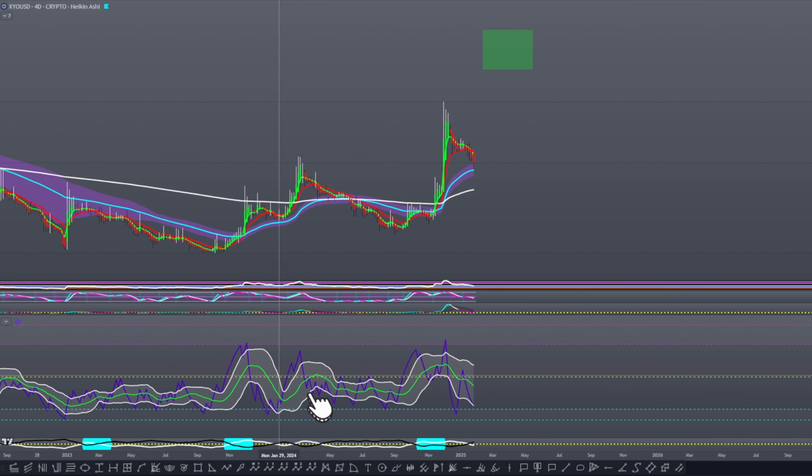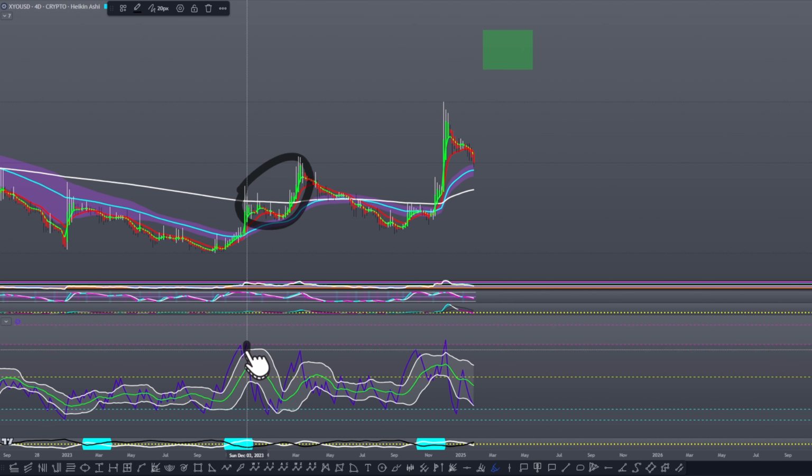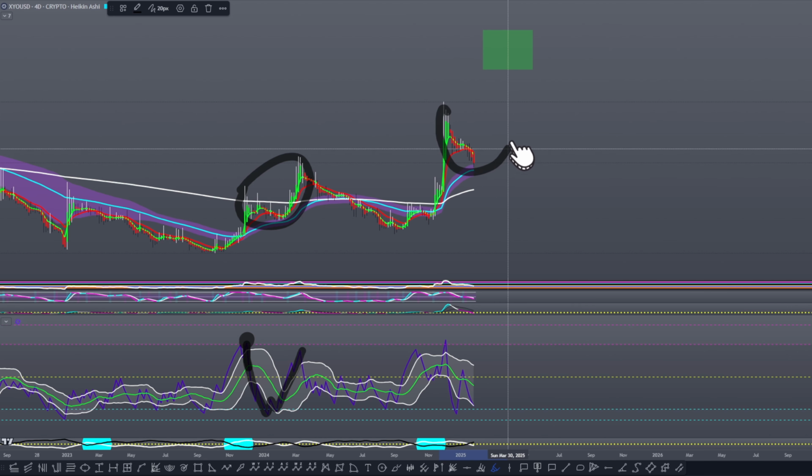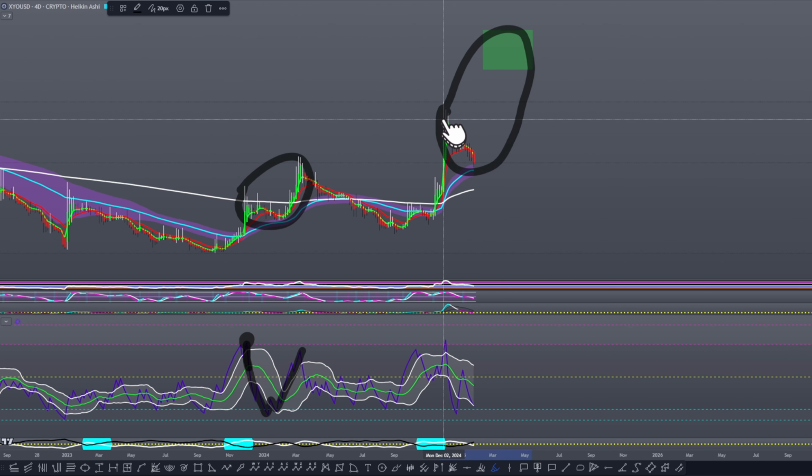If we look down here at the RVI, I want to point out again some similarities. We're going to look at this portion of the price, and we look at that portion on the RVI. You can see it was in the overbought territory, had a quick move all the way down to the oversold territory, made an ascending double bottom here, and then shot back up.